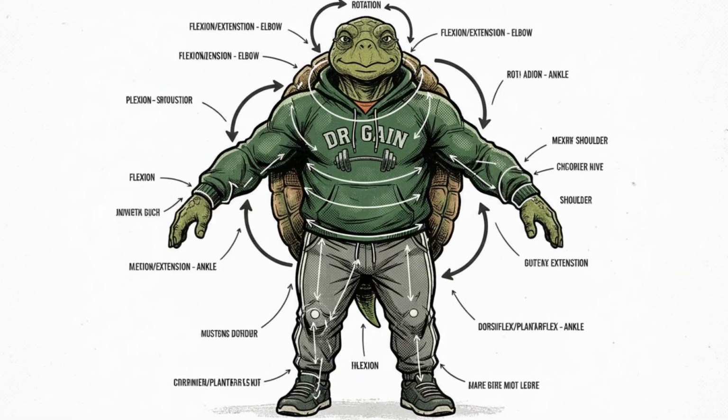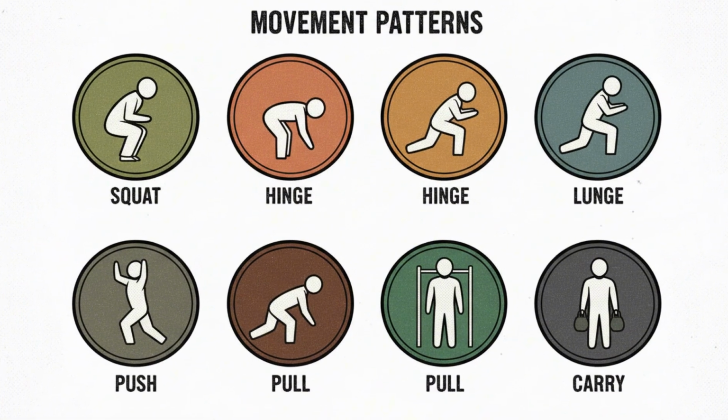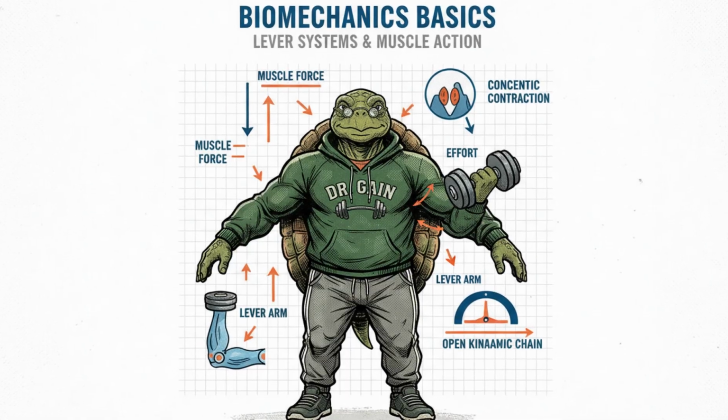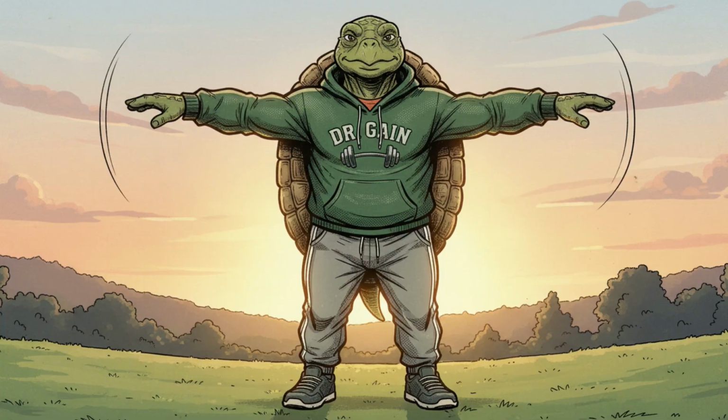Now let us connect movement patterns to muscle growth. Muscles grow when they are challenged through full range motion. Flexion and extension create tension across muscle fibers. Abduction and adduction add stability and structural balance.